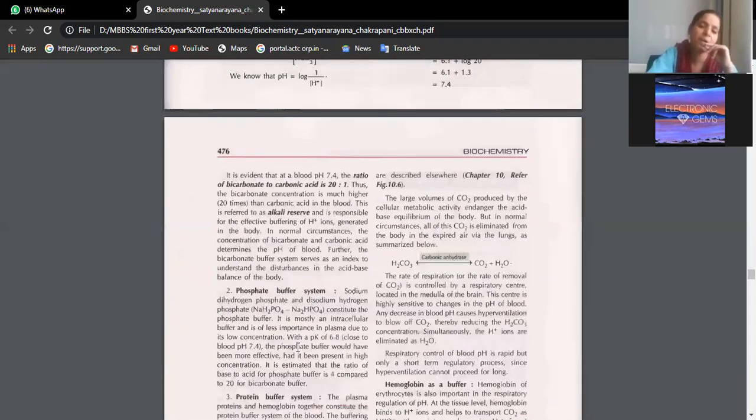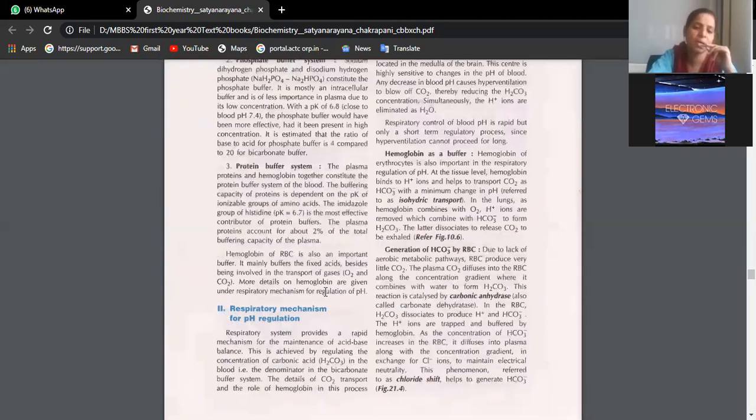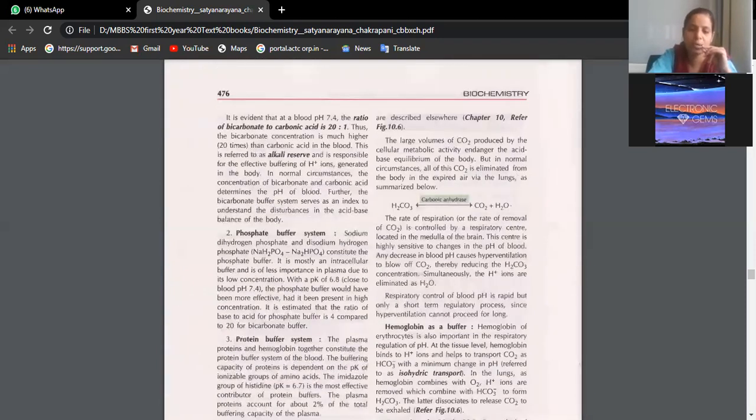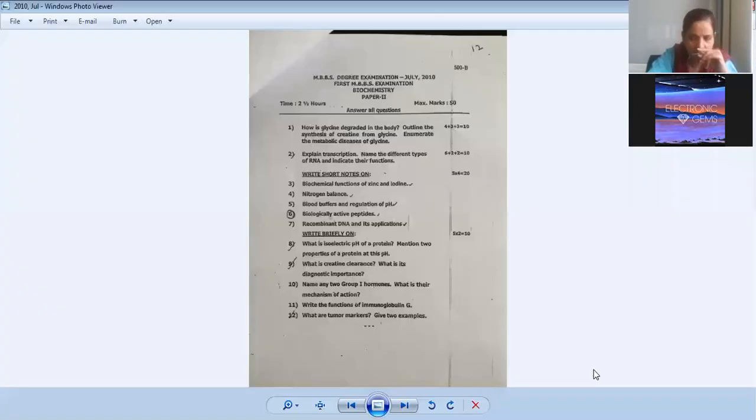Actually, blood buffer comes as an essay question, but here it has come as a 5 marks question. Anyhow, read it once and you will understand. If you don't understand, you can ask me again. Okay? I hope you understood.